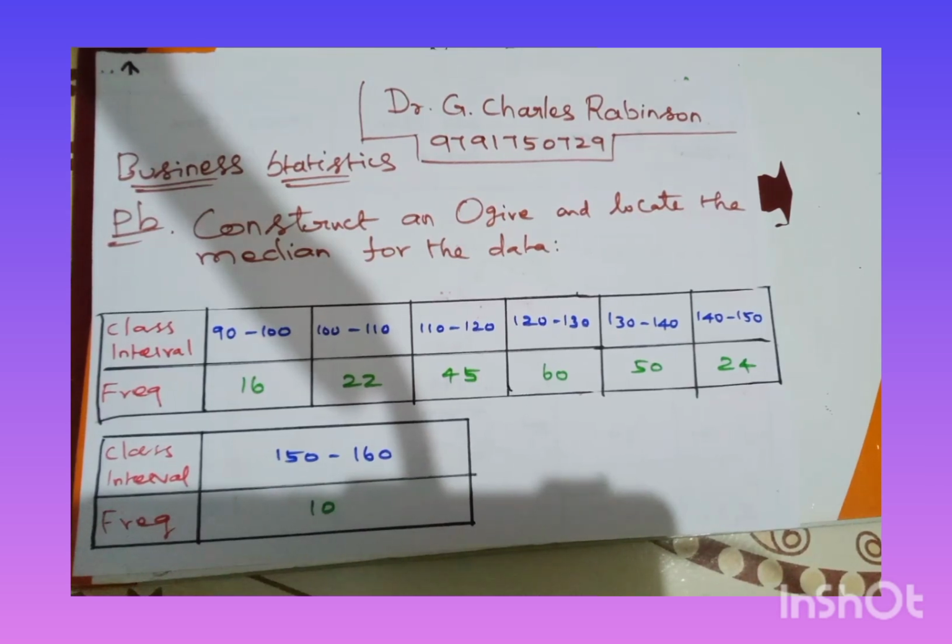Construct an OGI and locate the median for the data. Okay, it is nothing but less than curve and more than curve, isn't it? So very important problem and also easiest problem.